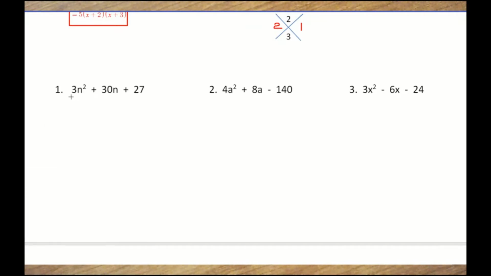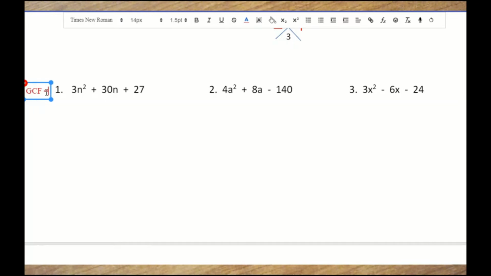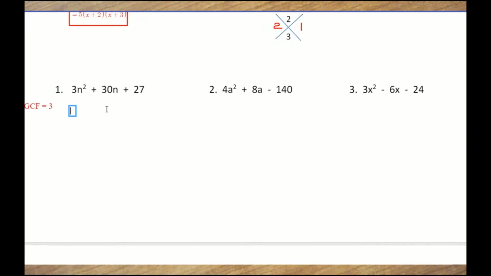So we don't have a whole lot of options here because 3 is prime, so it's just whether or not these are divisible by 3 or not. And 30 is, and so is 27. So that means that we have a GCF of 3. I'm going to just make a little note. My GCF is 3. So since my GCF is 3, I can go ahead and rewrite this as 3 times n squared plus 10n plus 9.